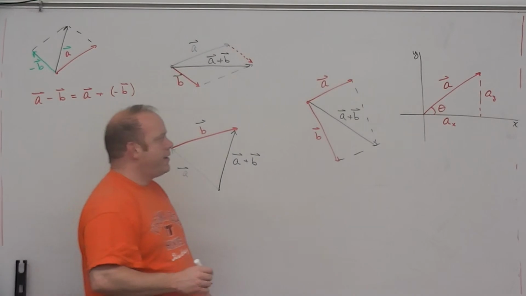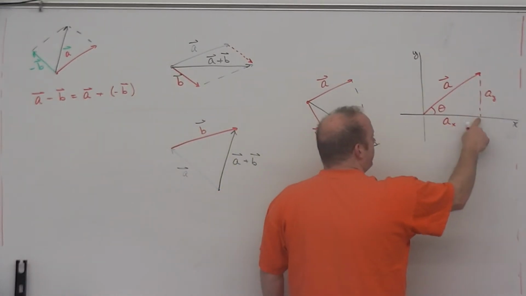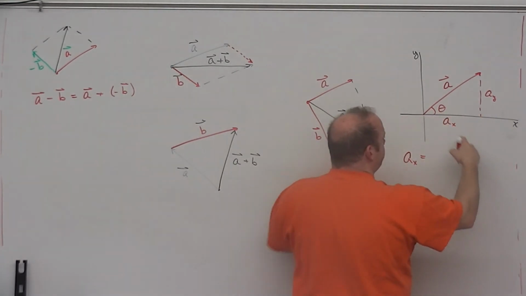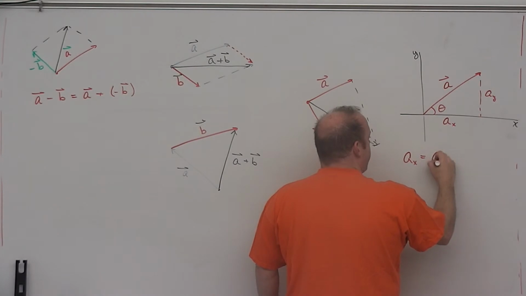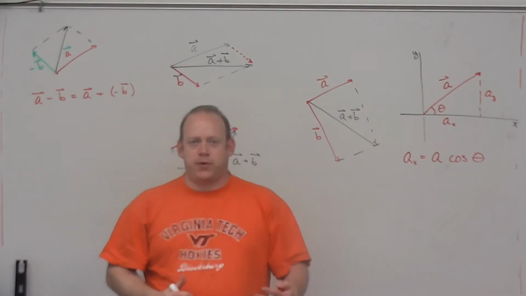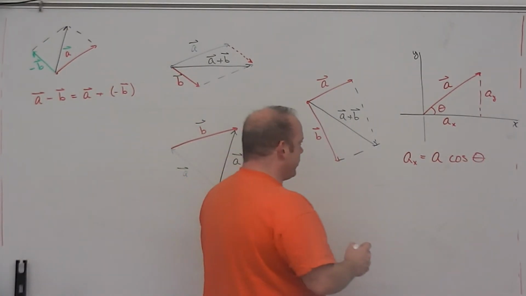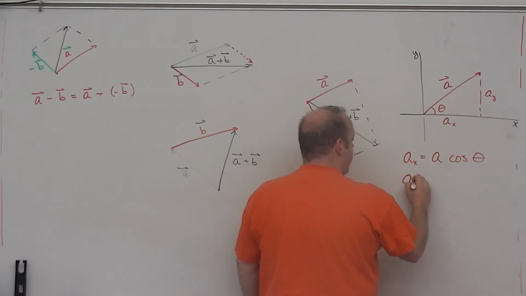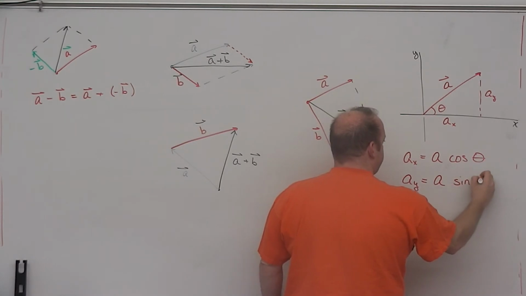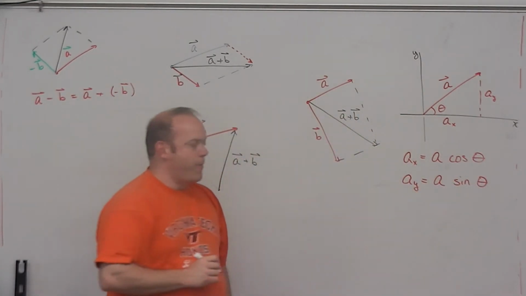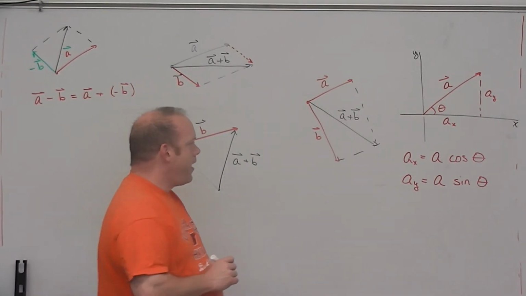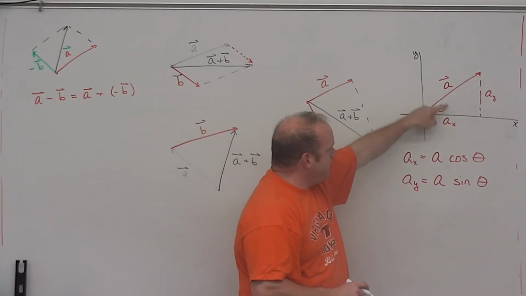Now if I take a look at this, the x component, AX, is the part that goes along the x-axis, the reference axis here. It's going to be A cosine theta. So the x component of A is A cosine theta. That's going to be this part right here. AY is going to be A sine theta. So that's if I want to get from A to AX and AY.